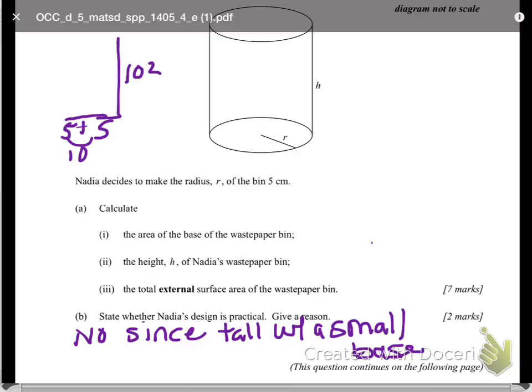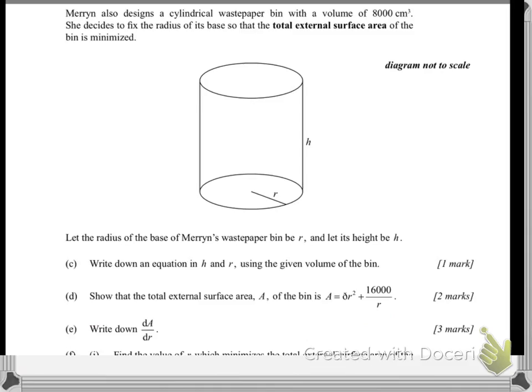All right. Okay, so let's go over here. This is part 2 of that problem. And so we have another trash can that also has a volume of 8,000. But this time she decides to fix the radius of the base so that the external surface area is minimized. Okay, so now when you see the word minimize, you think, okay, somewhere in here we're going to do some calculus.